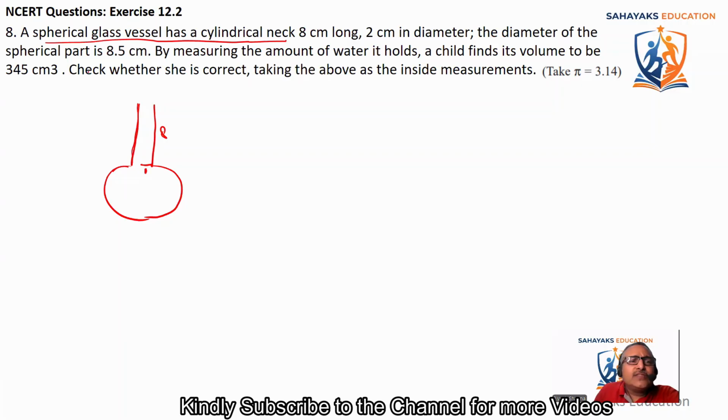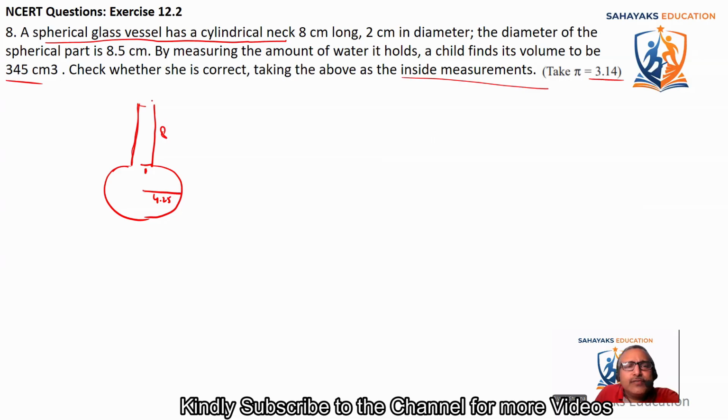The diameter of the spherical part is 8.5 centimeter. So diameter is 8.5, so I can say it is 4.25. By measuring the amount of water it holds, a child finds its volume to be 345 centimeter cube. Check whether she is correct, taking the above as the inside measurements. Okay, pi is equal to 3.14. So let's find the volume of it.